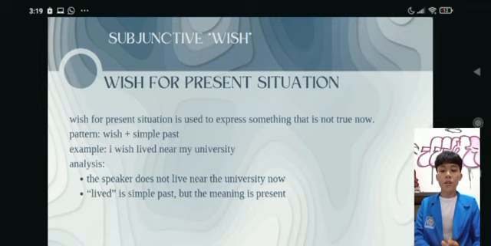The pattern is wish plus simple past. And the example is: I wish I lived near my university. And from that analysis, first, the speaker does not live near the university now. And the second, lived is simple past, but the meaning is present.